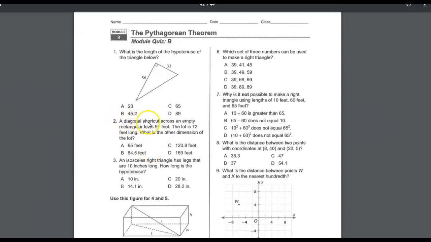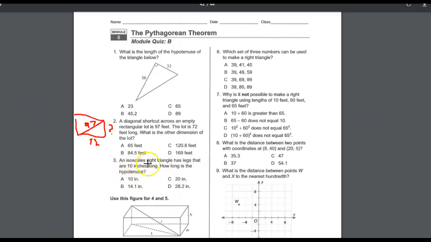Number 2, a diagonal shortcut across an empty rectangular lot is 97 feet. The lot is 72 feet long. So you have the rectangular lot, and they tell you the diagonal is 97. And the lot is 72 feet long. So you need to find this. You need to find this leg, because that's your hypotenuse. The diagonal is always the hypotenuse.